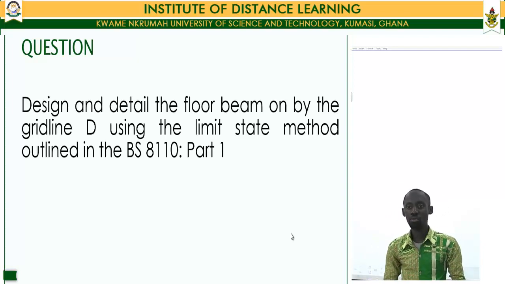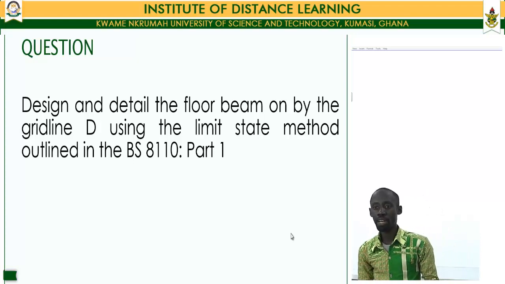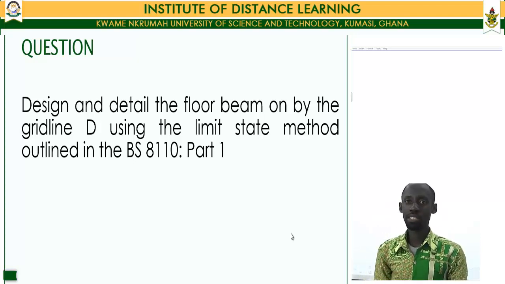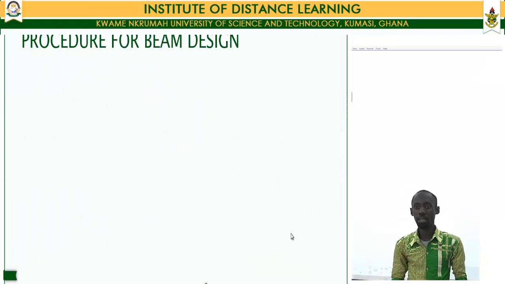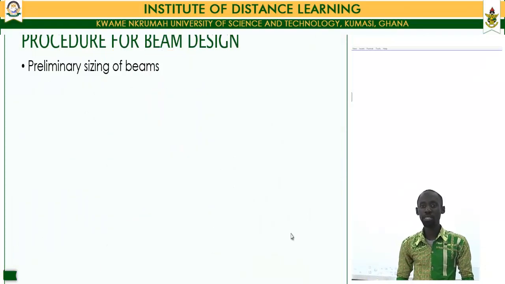And our question says to design and detail the floor beam on the grid line D using the limit state design as outlined in BS 8110, part 1. Now, this will be the procedure for our design.